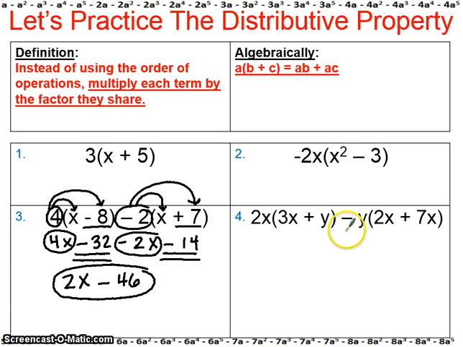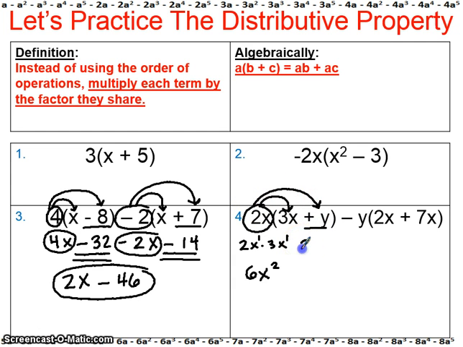Now let's look at our last example. This example is very similar to the third one that we did, with the only difference being that our factor contains a variable. So we have 2x times 3x and 2x times positive y. Now, 2x times 3x, 2 times 3 is 6, and x times x is x squared. Think about adding the exponents, x to the first and x to the first.